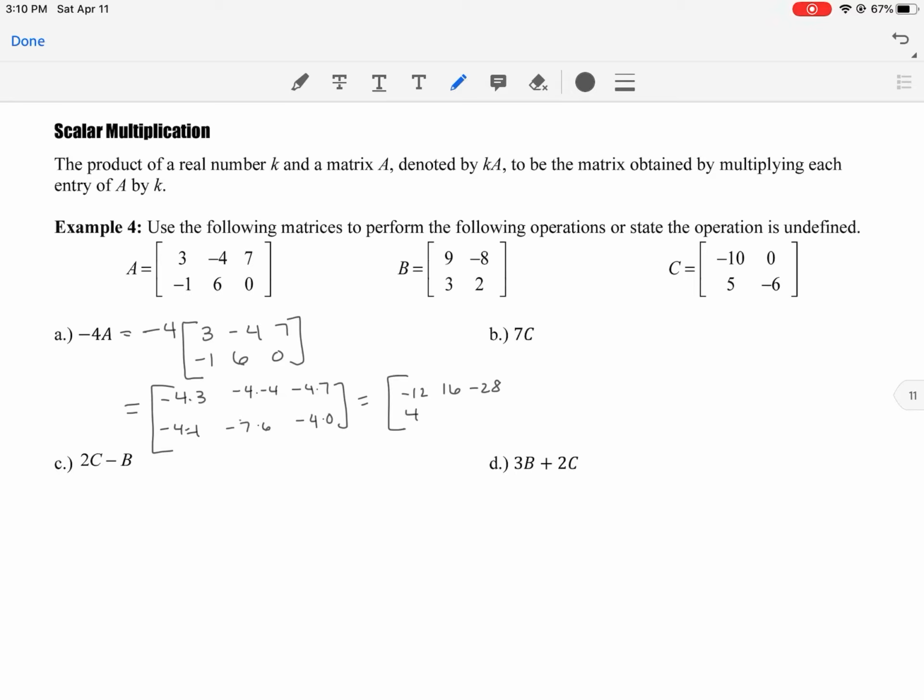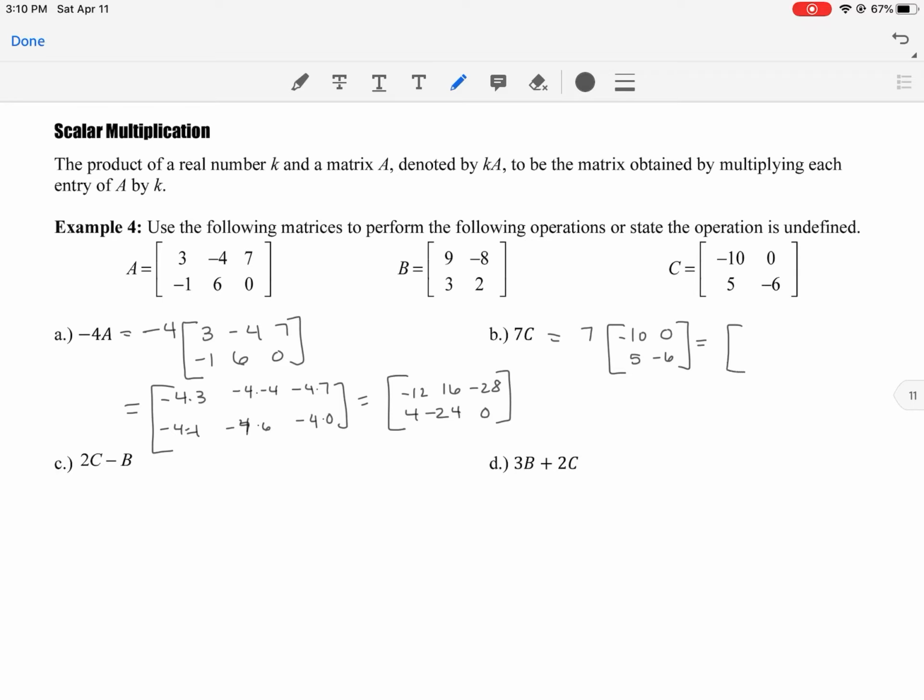Oh, sorry, that should be a +4 because that's a -1, my bad. And then -24. Be careful, I accidentally wrote a 7 there. Make sure you didn't do that. And then 0. And that's our final answer.